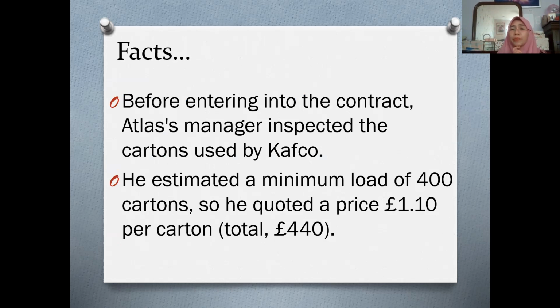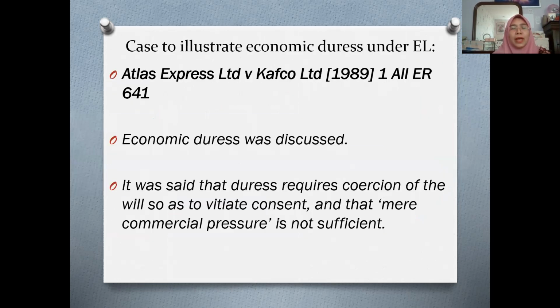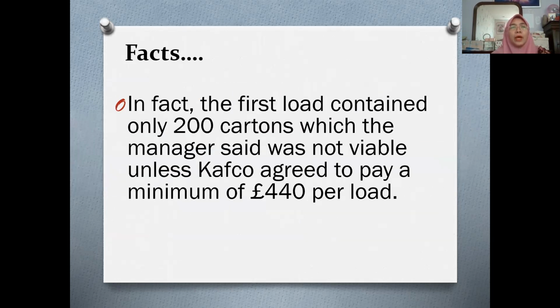So he said, well, in my estimation, a minimum load of 400 cartons. I mean, this is the minimum. He made the estimation, so he quoted the price of 110, and the total will be times 400, then it will be 440 pounds. So that's the quotation. This is in the year, what year? Kefco, 1989. But the actual delivery later, the first load contained only half, not 400, 200 only.